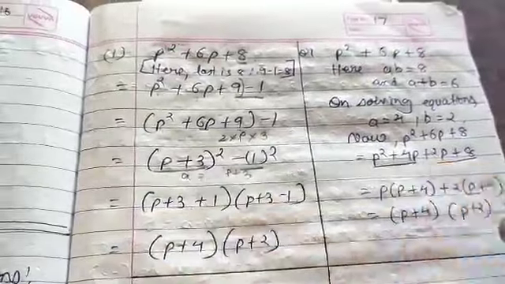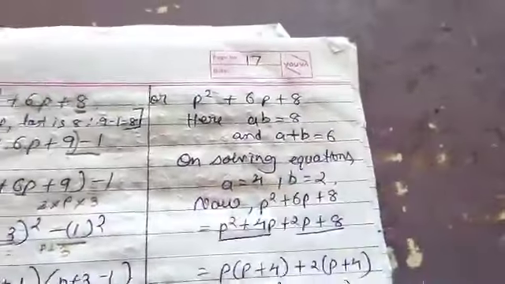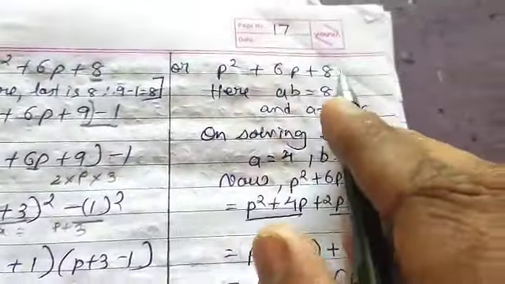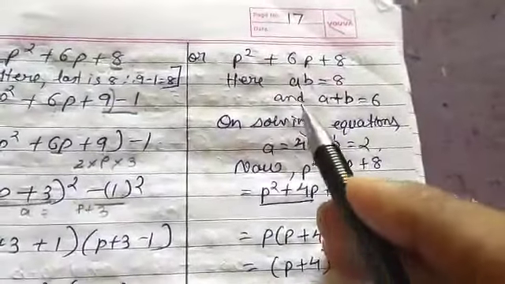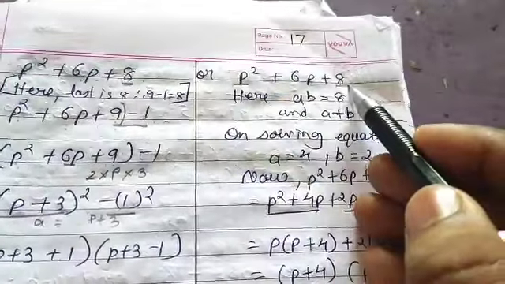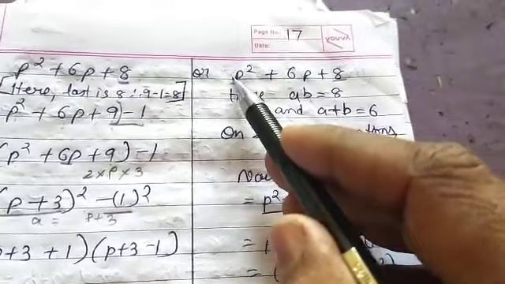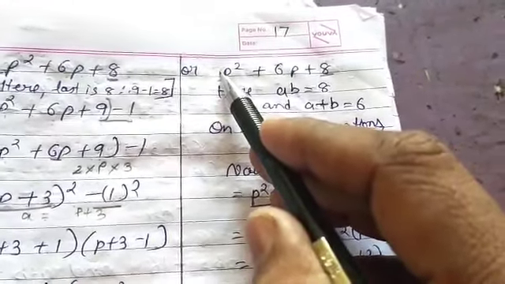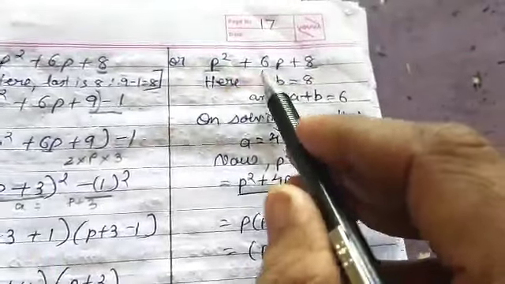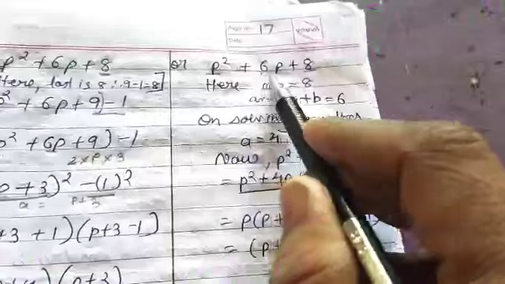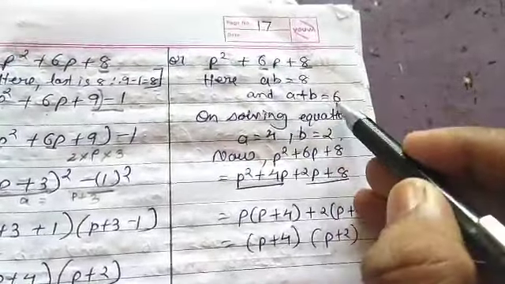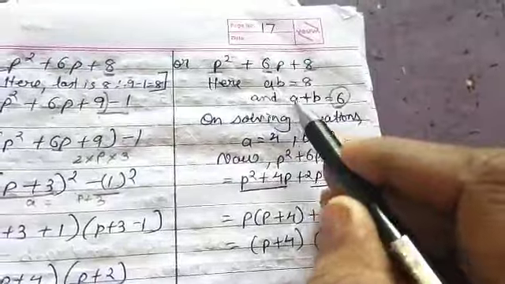Now the same sum we will do with splitting the middle term. See here. What you all need to do is split the middle term. Here p square plus 6p plus 8. Write down as it is. Here a into b: if you consider the first term as a and the last term as b, the first term has no constant value, so you have to consider it as 1, that is 1 into 8 is 8. Then a plus b, that is the middle term, should be equal to 6. So on solving, you will find the sum of both as 6.